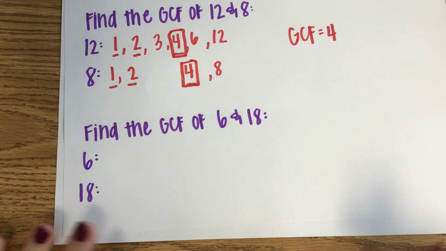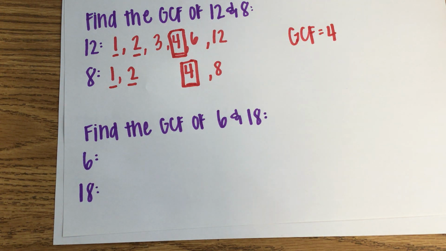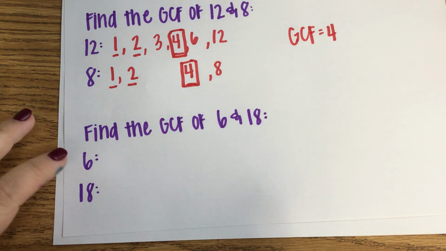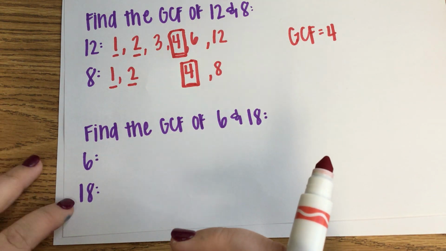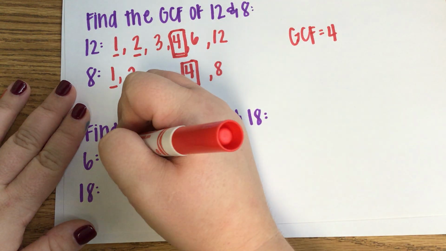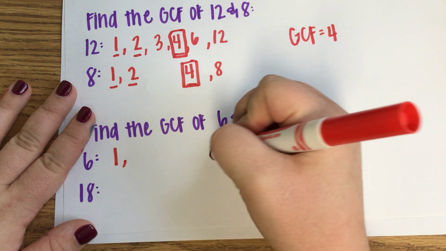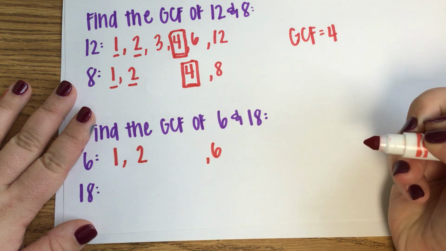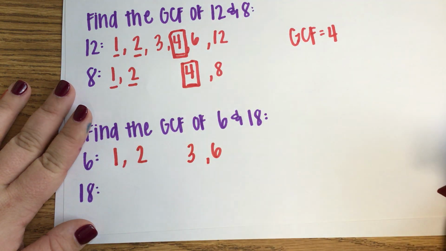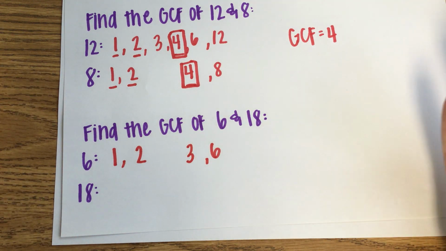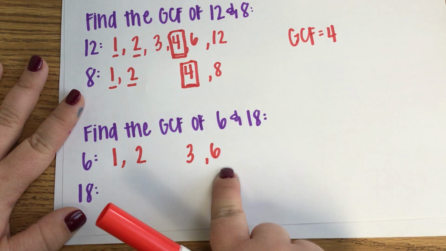Now let's do another example real quick. This one is between the numbers 6 and 18. Again, I'm looking for the factors, which are all the numbers that you can multiply to give you 6, and all the numbers you can multiply to give you 18. I always start with 1 and 6, okay? Then I think 2, and 2 times 3 is going to give me 6. I can't do 4, I can't do 5, so I'm done with 6. My factors are 1, 2, 3, and 6.